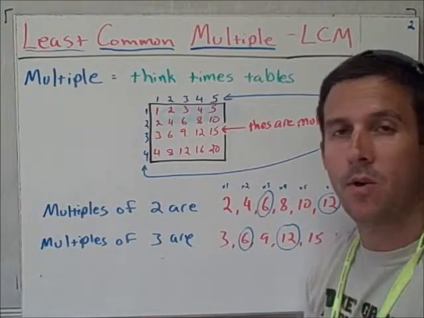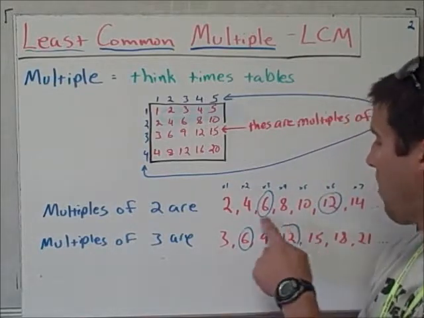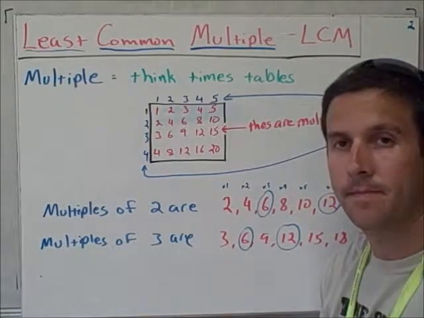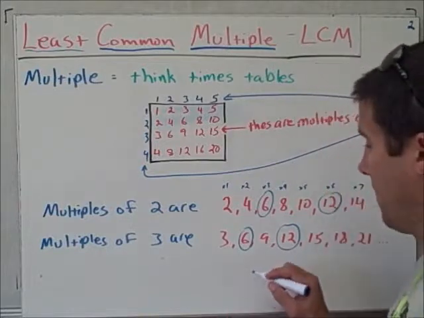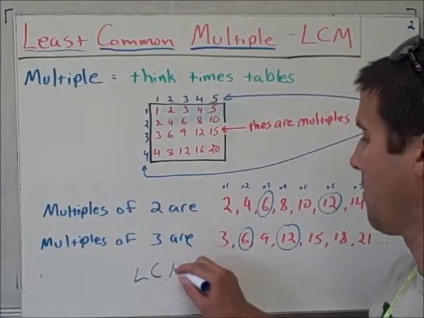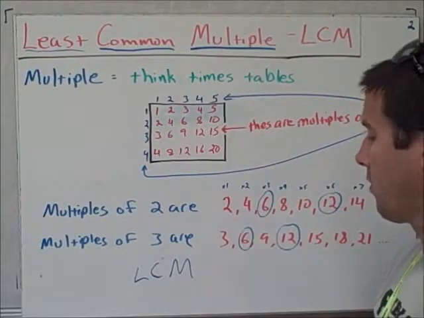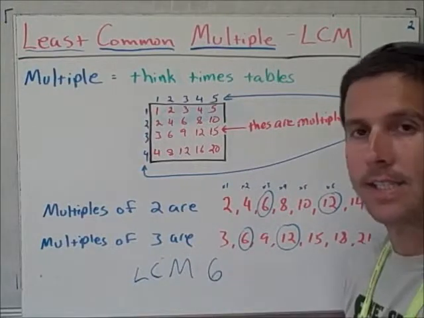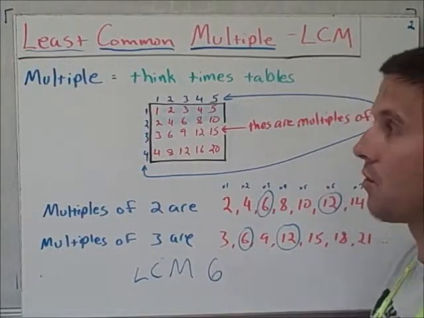The least common multiple, what's the smallest one out of the ones I have circled? That's right, 6. So my least common multiple for 2 and 3 is the number 6. All right, that's going to come in handy down the road.